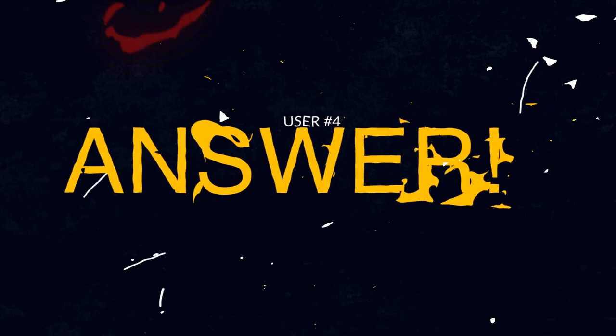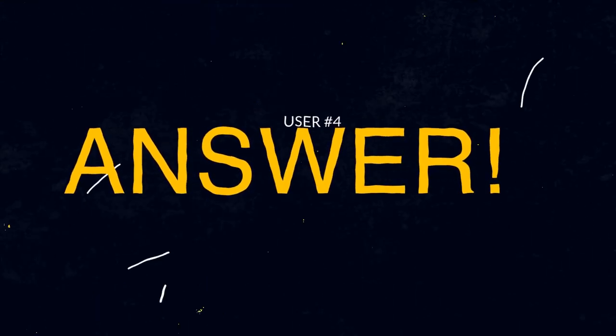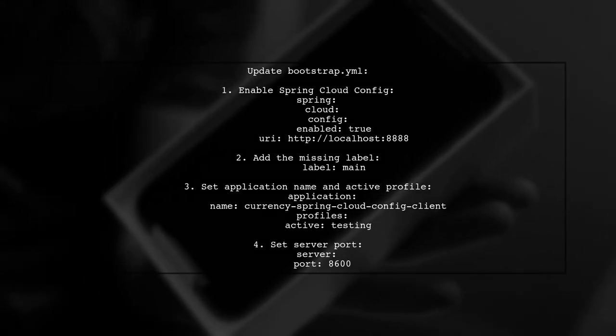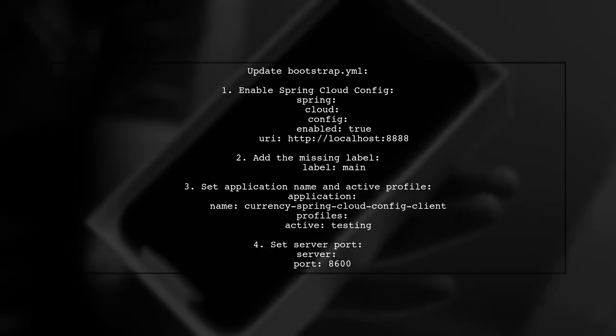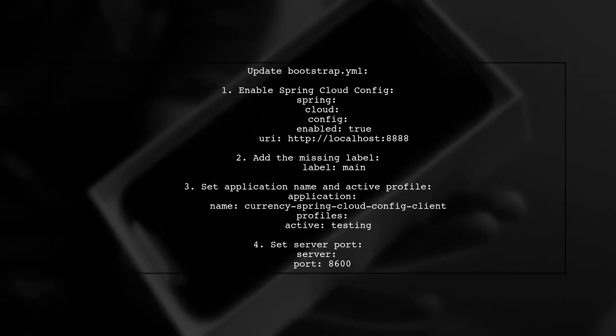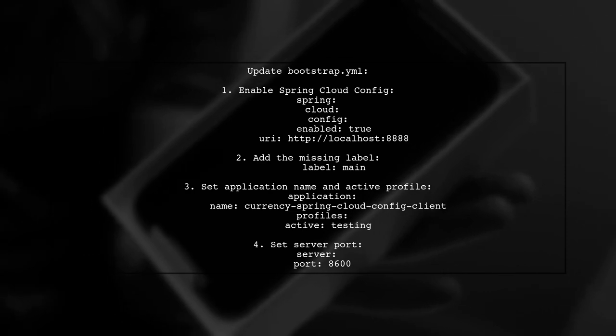Let's now look at another user-suggested answer. To resolve the issue of not locating the property source in Spring Boot, you need to update your bootstrap.yml file. Make sure to enable the config and specify the URI for your server.